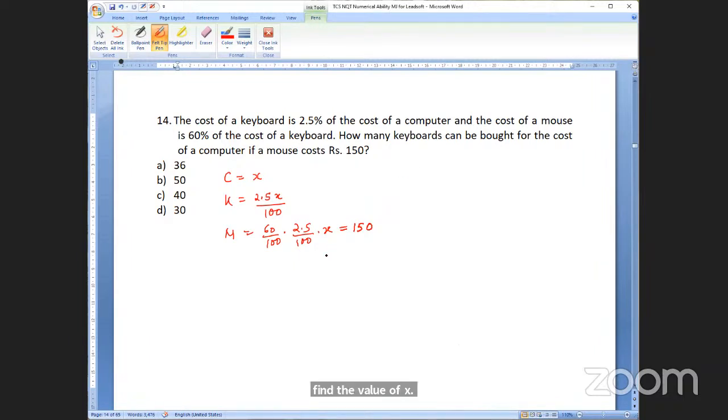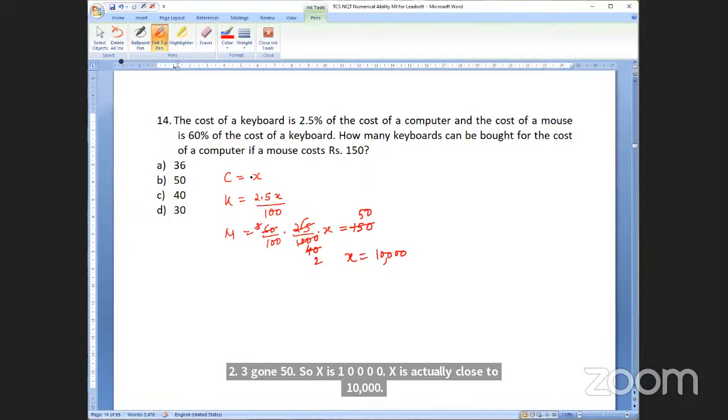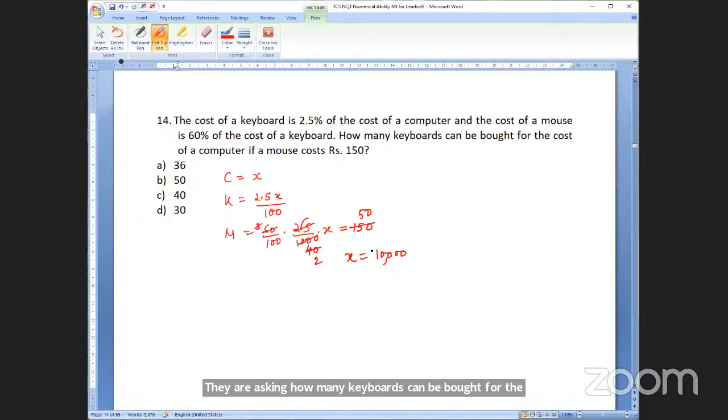Now we can solve this and find the value of x. Clear? We need the value of x. So let's solve this. So x is 10,000. x is actually equal to 10,000. So they are asking how many keyboards can be bought for the cost of a computer. So that means for 10,000 rupees, how many keyboards can be purchased?